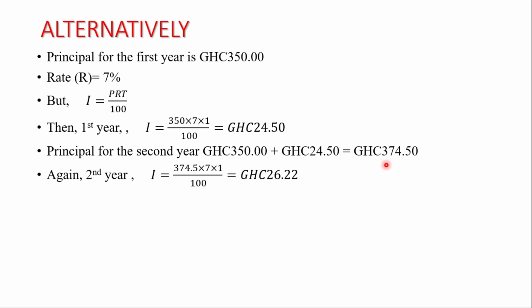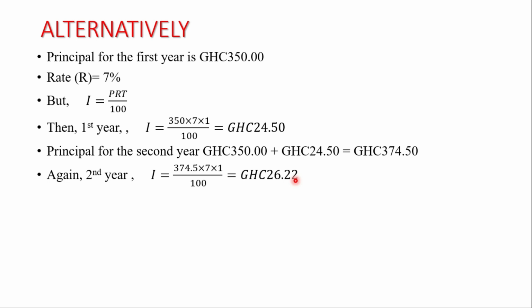So in the second year you're going to invest 374.5 Ghana cedis. You get that? So your principal is now this, multiplied by the same rate for every year, another 1 year. So it means that we are going to calculate it 1 year at a time, for all 3 years, because it's 3 years. All right. And so the interest for this principal for the 1 year is 26.22 Ghana cedis.